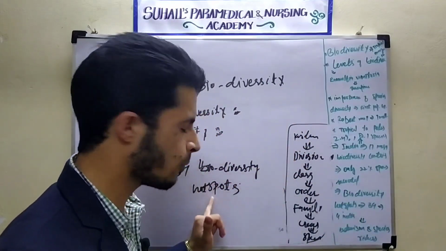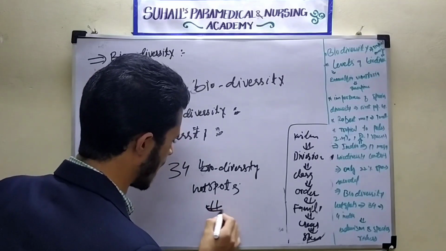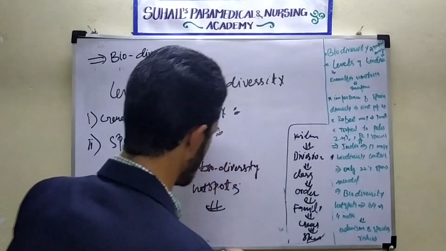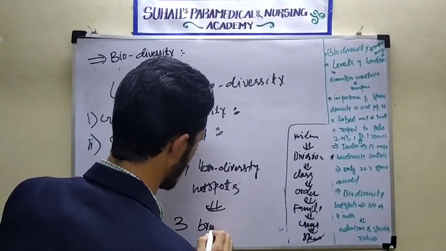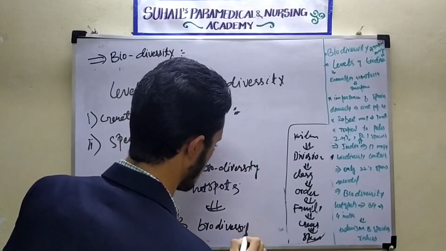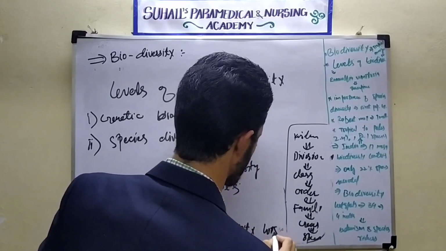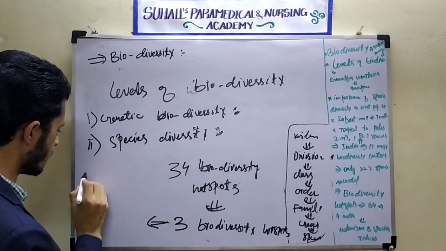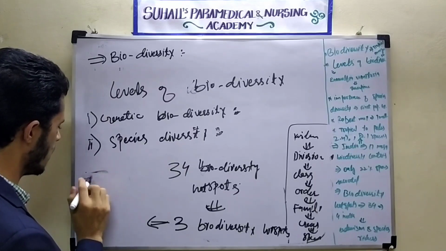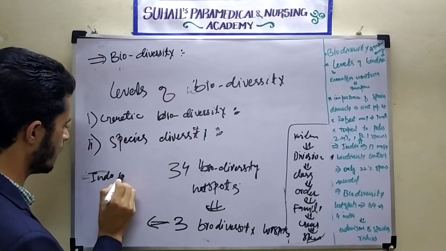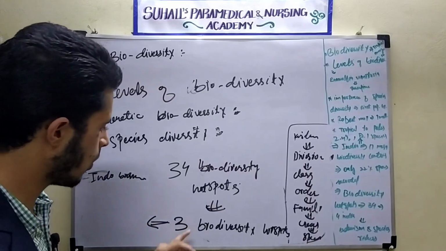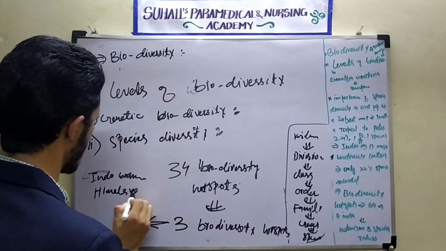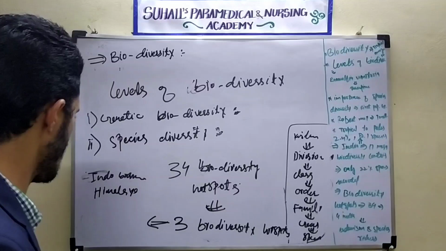So 34 biodiversity hotspots are on the earth, and among these, India also has some, particularly three biodiversity hotspots found in India. I will explain here which ones they are. One is the Western Ghats. Indo-Burma is one hotspot among them. Another is the Himalayas, another biodiversity hotspot, and one more biodiversity hotspot is there.